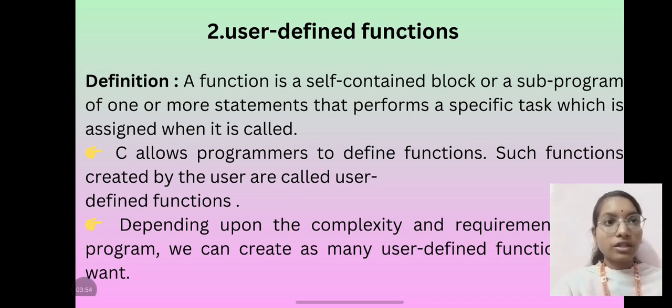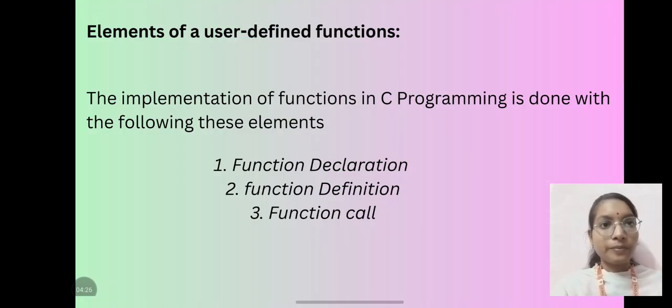The second type is user defined functions. Definition: a function is a self contained block or a subprogram of one or more statements that performs a specific task which is assigned when it is called. C allows programmers to define functions. Such functions created by a user are called user defined functions. Depending upon the complexity and requirements of the program, we can create as many user defined functions as we want.